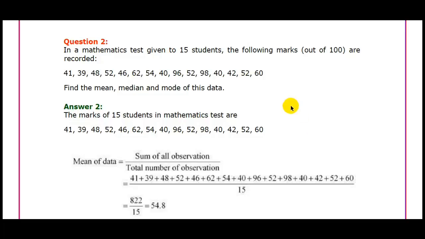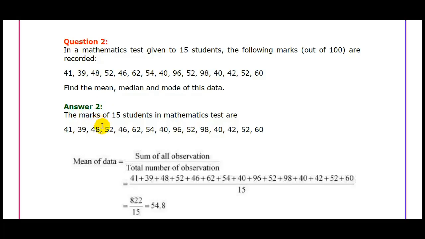Next, exercise 14.4, question number 2. In a mathematics test given to 15 students, the following marks out of 100 are recorded. So these are the marks obtained by 15 students in a mathematics test. The mark is out of 100. So you are to find the mean, median, and the mode of this data.